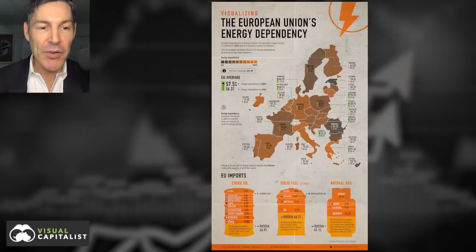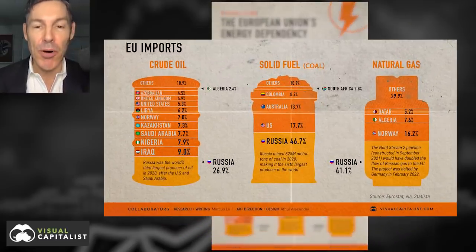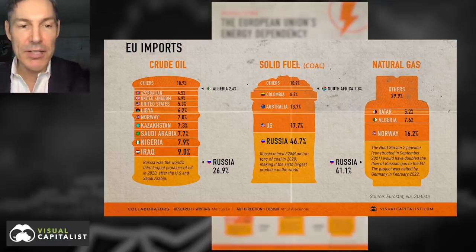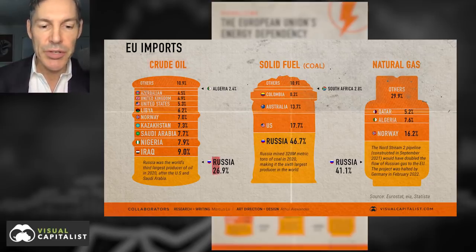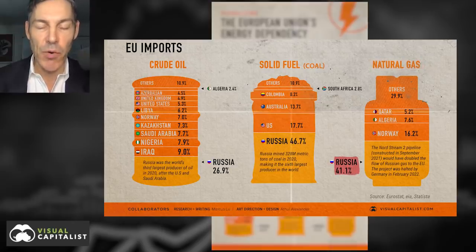So going down to the EU imports, okay, so they're obviously very dependent for energy on other countries. Where are they getting this energy? The crude oil, 26% from Russia. The coal would be 46% from Russia. And the natural gas would be 41% from Russia. So let's just think about this for a moment.